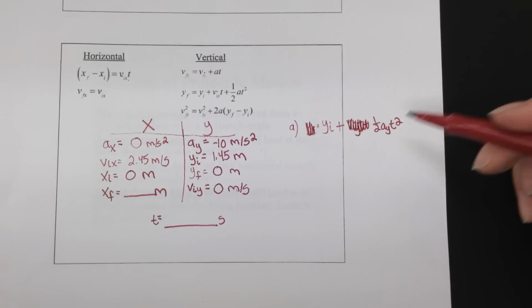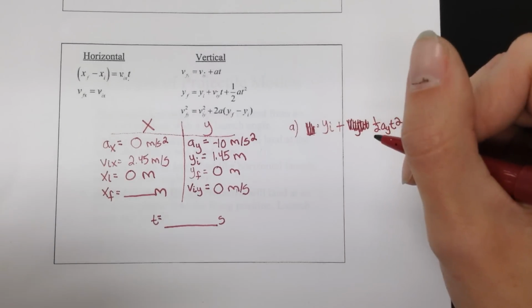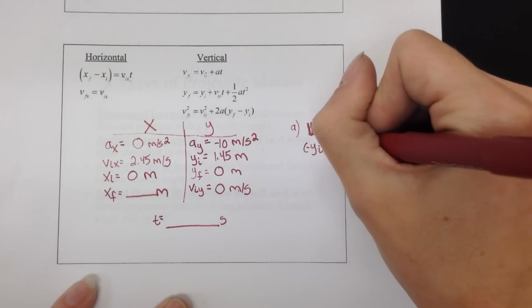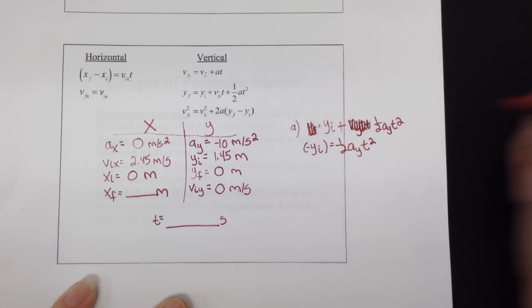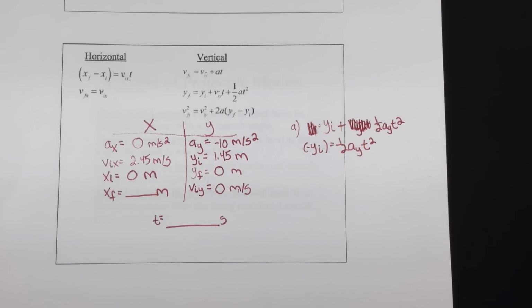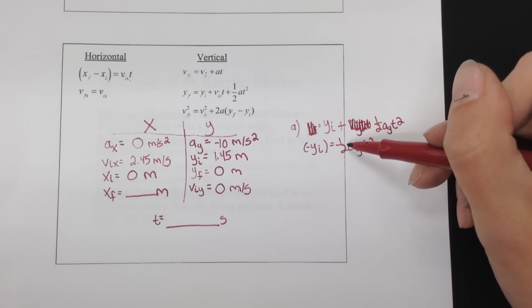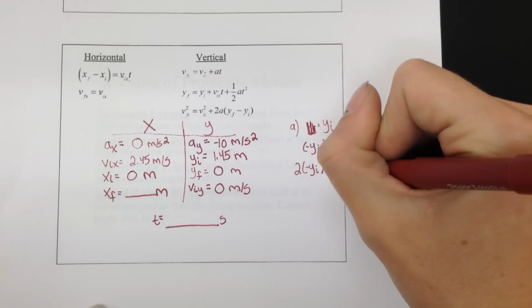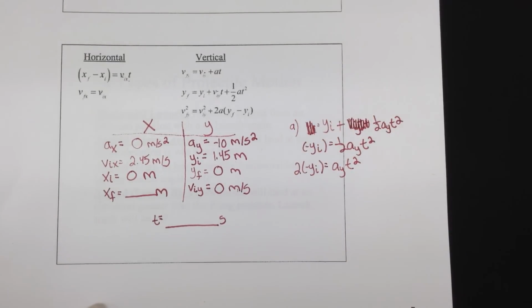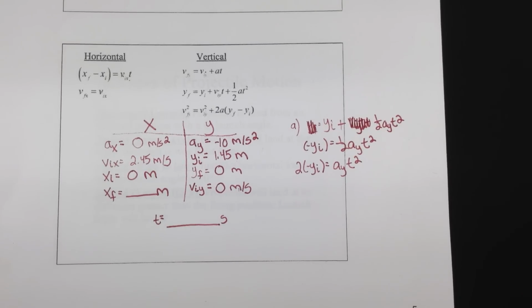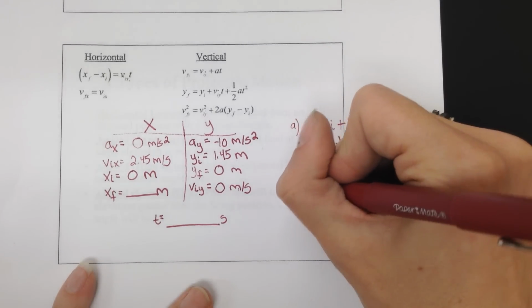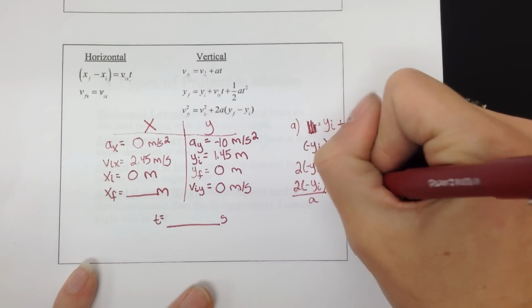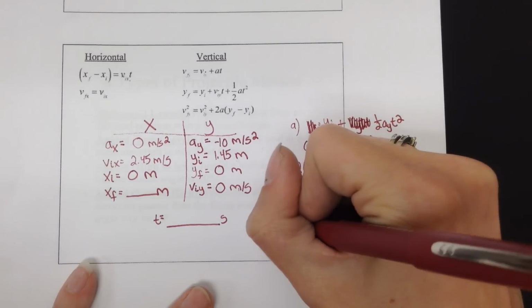So look what we have left. We are trying to find time, so I'm going to get rid of this single guy by moving him over to the other side. So negative y of I is equal to 1/2 AYT squared. And now we just do our algebra. Physics is done. So I'm going to get rid of my fraction by multiplying by the reciprocal. So I'm going to multiply by 2. So 2 times negative y of I equals AYT squared. And I'm going to get rid of A by dividing them over, equal to T squared. And now lastly, to get T by itself, we have to square root everything.